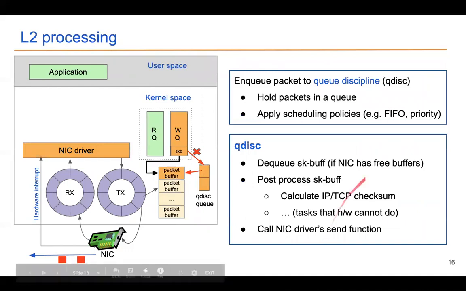The queue discipline, popularly known as queue disk, is a scheduler that holds the packets and applies policies like FIFO or priority scheduling. The packet is enqueued to this queue disk queue if the NIC's transmit hardware queue has free buffers. Queue disk dequeues the packet, performs tasks that cannot be performed in hardware, for example, IP or TCP checksum calculations. It then invokes the driver's send function.